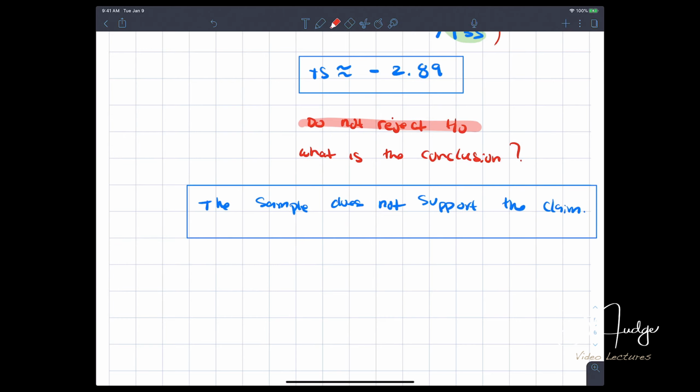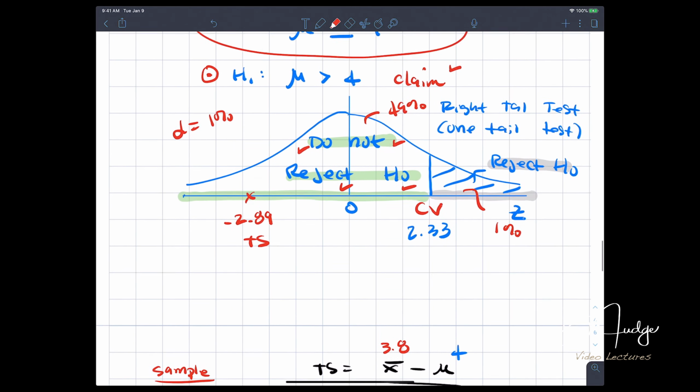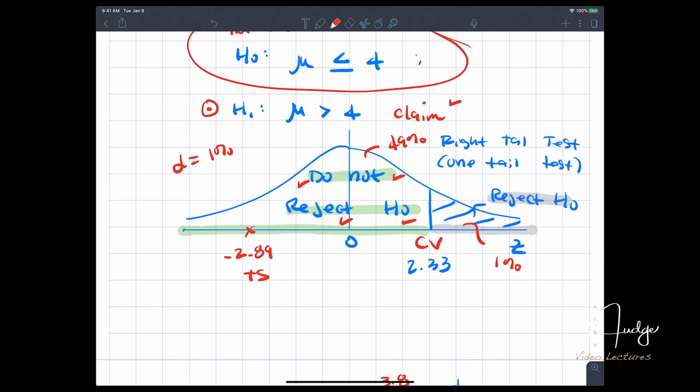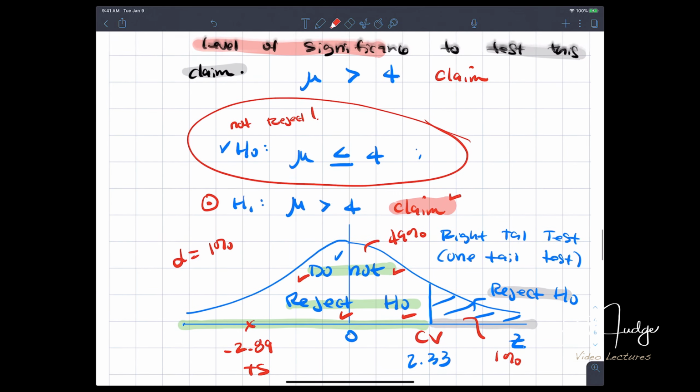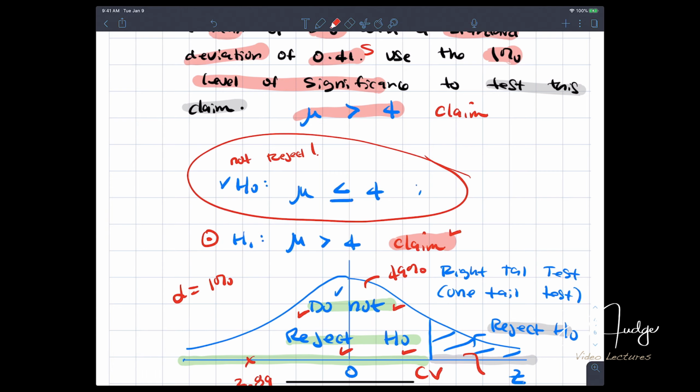Maybe I'm wrong. What did we do? Do not reject the null right in here. So here's the null. We didn't reject it. We're accepting it. Guess what? The claim, ladies and gentlemen, is down here. The claim is the alternate. The sample is saying that the mean is less than or equal to 4. That's what the sample is suggesting. The claim is that the mean was greater than 4. That's why I wrote it down that way.